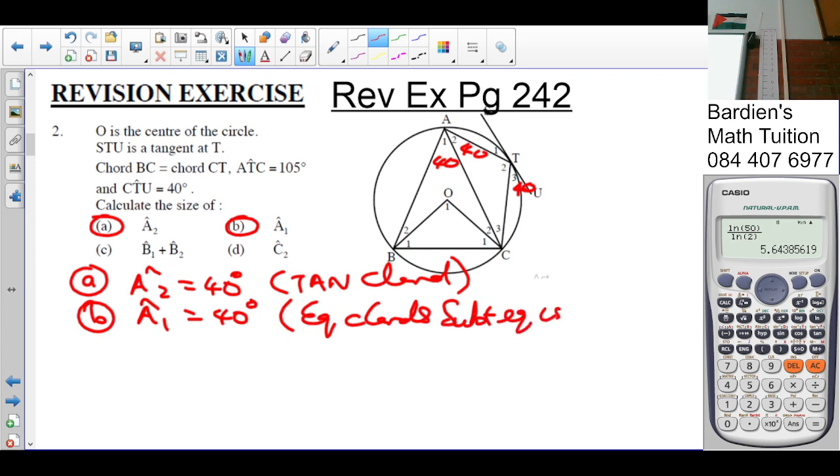Equal angles on the same side. Equal chords subtend equal angles on the same side. Okay, I think I must take a calculator already.